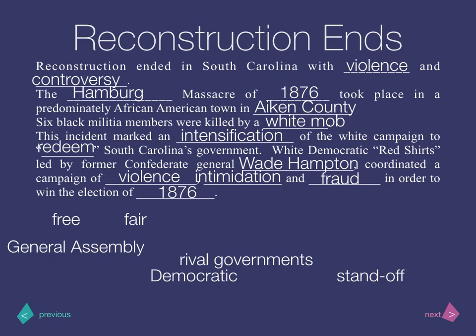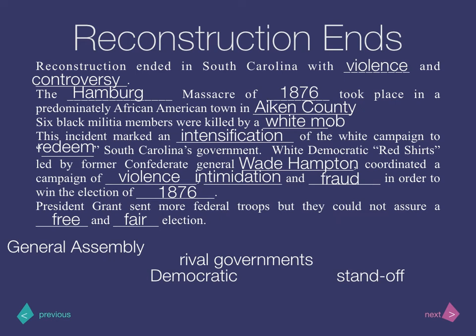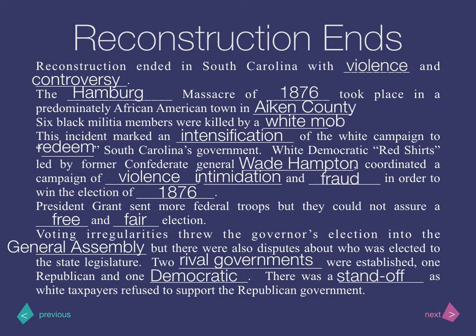White Democratic Red Shirts, led by former Confederate General Wade Hampton, coordinated a campaign of violence, intimidation, and fraud in order to win the election of 1876. President Grant sent more federal troops, but they could not assure a free and fair election. Voting irregularities threw the governor's election into the General Assembly, but there were also disputes about who was elected to the state legislature. 2 rival governments were established, one Republican and one Democratic. There was a standoff as white taxpayers refused to support the Republican government.